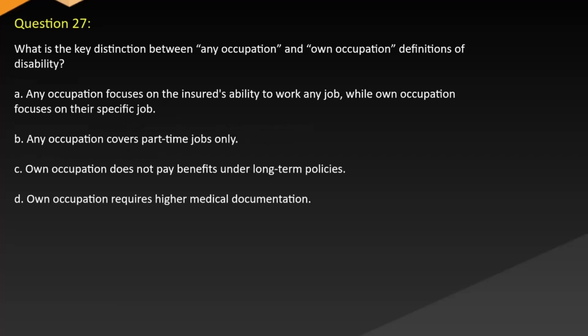Question 27. What is the key distinction between any occupation and own occupation definitions of disability? A. Any occupation focuses on the insured's ability to work any job, while own occupation focuses on their specific job. B. Any occupation covers part-time jobs only. C. Own occupation does not pay benefits under long-term policies. D. Own occupation requires higher medical documentation.